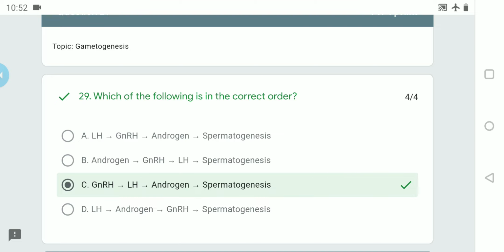Spermatogenesis starts at the age of puberty due to a significant increase in the secretion of GnRH, gonadotropin releasing hormone, a hypothalamic hormone. The increased level of GnRH acts on the anterior pituitary and stimulates the secretion of two gonadotropins, including luteinizing hormone. Luteinizing hormone acts on Leydig cells, stimulating the synthesis and secretion of androgens. The androgens in turn stimulate spermatogenesis. Did you get it? So which is the correct order? Option C is the correct order with respect to the hormonal influence on spermatogenesis.